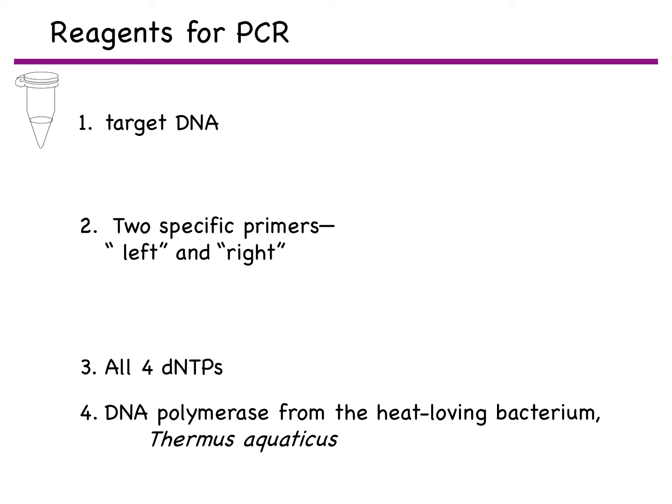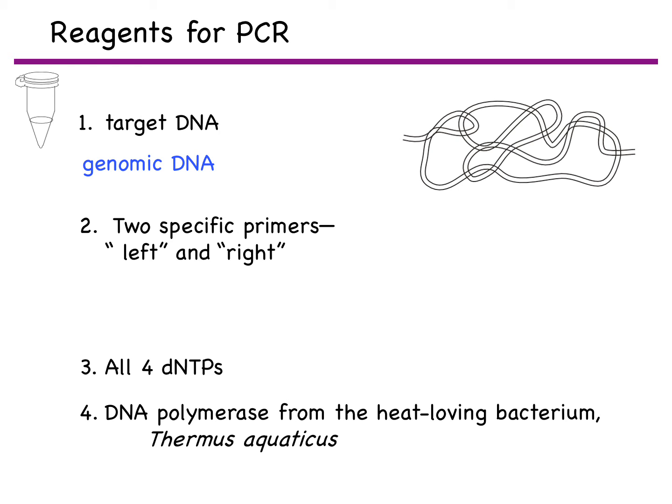Okay, so a little bit about the reagents that are typically used in PCR. So you have the target DNA. Oftentimes it's genomic DNA, but you can use lots of different sources of the DNA. And you can have as little as 1 copy of the genomic DNA. And then you also need 2 specific primers, typically termed left and right primer. I'll have more to say about that in just a little bit.